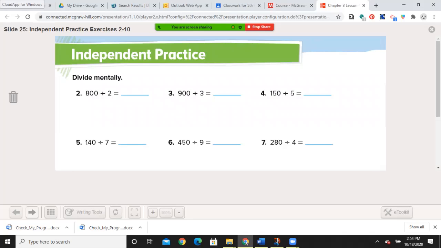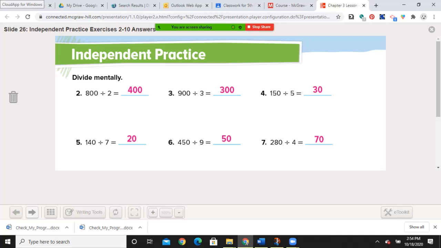So now we're going to look at the independent practice. I would like you to try each of these. And then when you're ready, resume the video and let's see how you did. Welcome back. Let's check our answers.